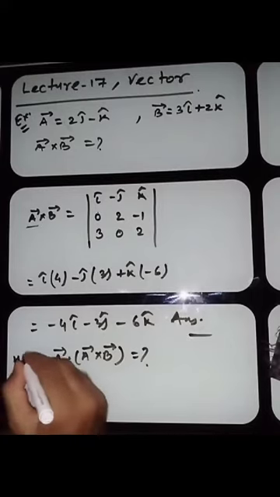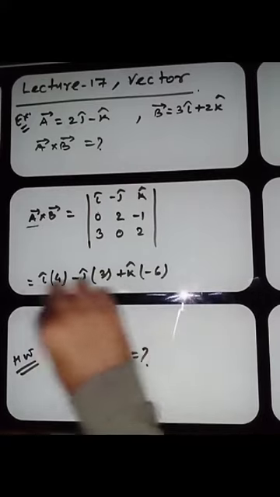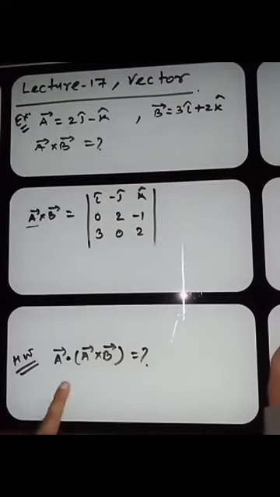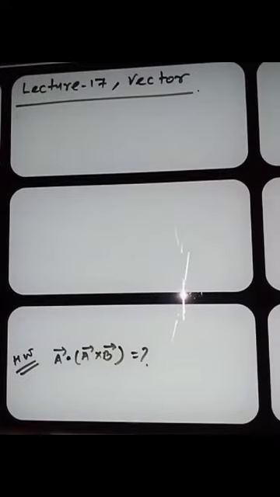This is your homework. What will be the answer of A dot A cross B? Only this much data is given, not more than that. Don't expect some more data and don't think data has been left. This is the complete question. You have to find what will be the answer of A dot A cross B. It totally depends upon your IQ, my dear student. What will be the answer?